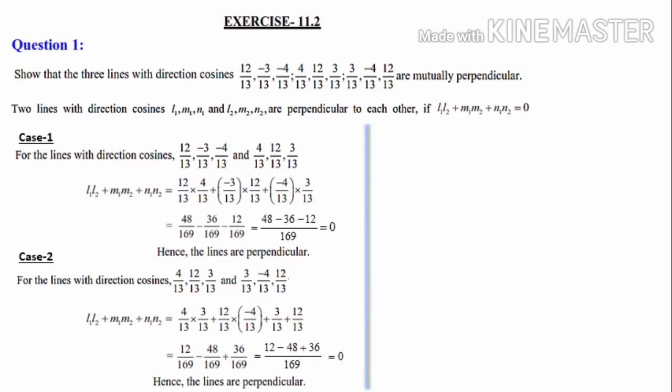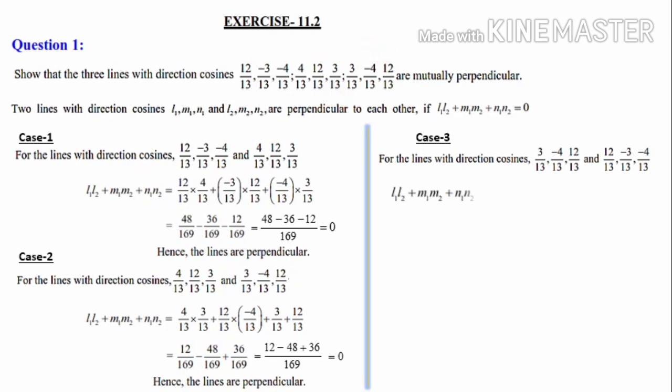Next, case 3, that is for the lines with the direction ratios 3/13, -4/13, 12/13, again 12/13, 3/13, -4/13, meaning the last one and the first one. We have to take them in cyclic order. First we took the first two, second we took the second and third.